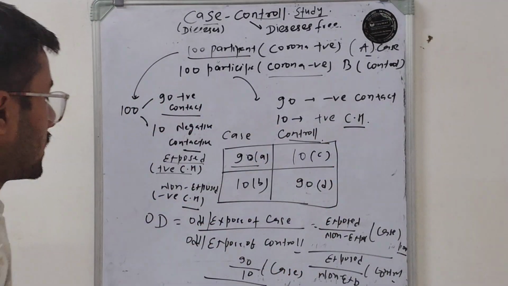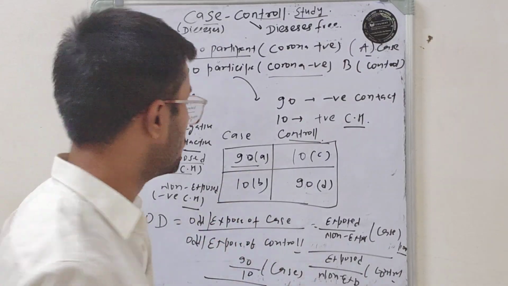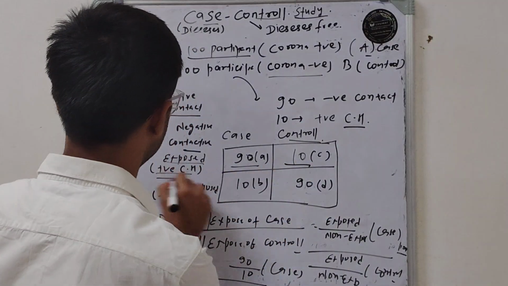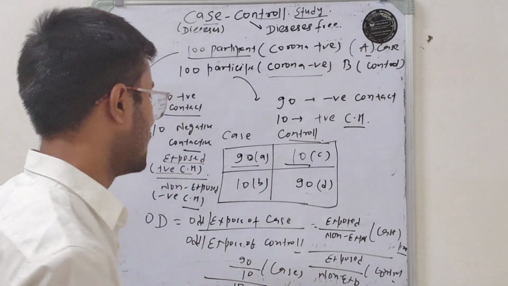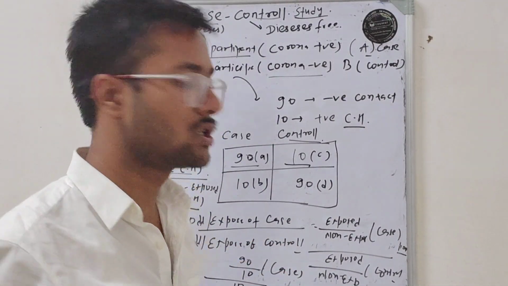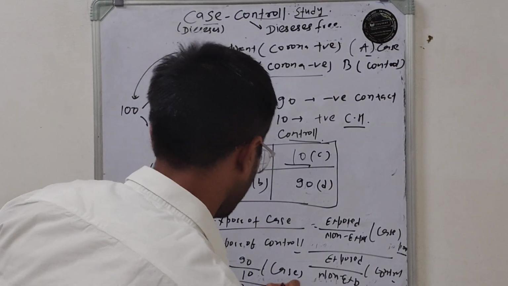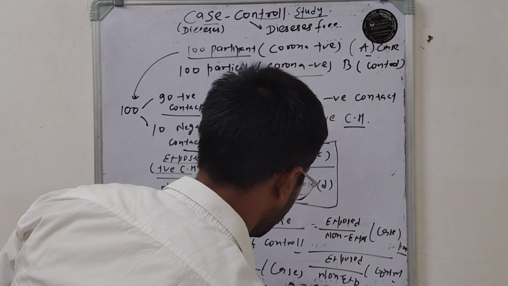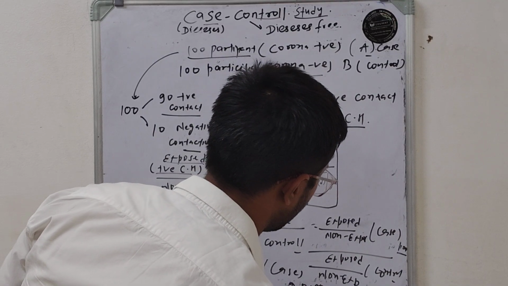Now in case of control, how many of them gave a positive contact history? 10, so we write 10 here. And how many gave negative history of contacts? 90. So when we calculate this value, 90 into 90 upon 10 into 10, which is 100, this value comes to 81.